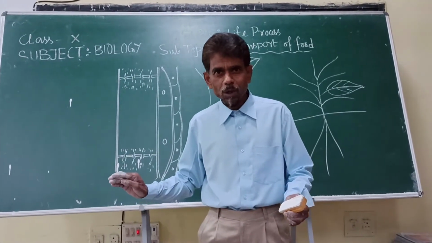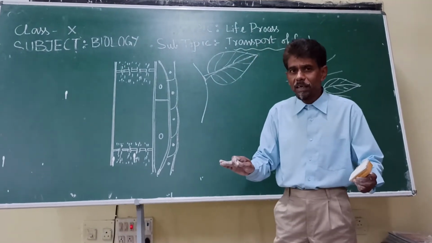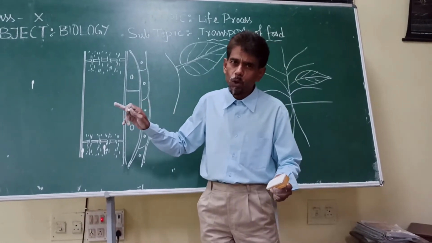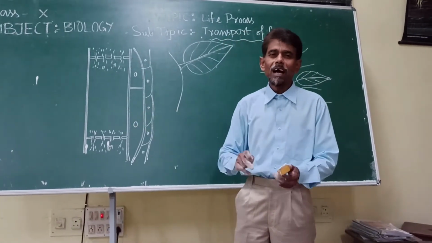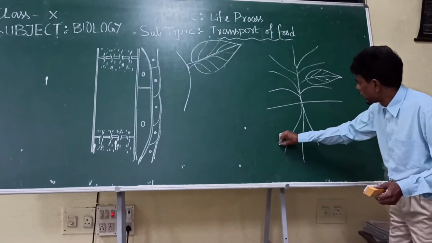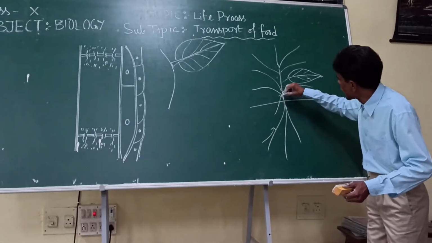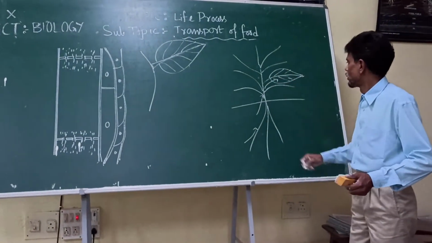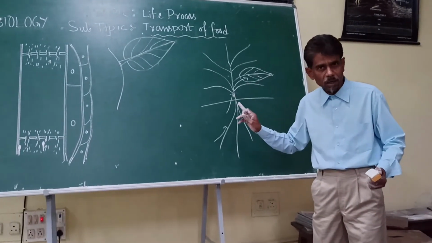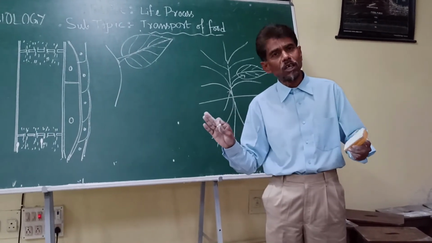Is that clear? So, just try to compare. In the case of transport of water and minerals, the movement was always from soil through root to stem to leaf. This was the direction of movement, only in one direction. So, water is transported in one direction only.